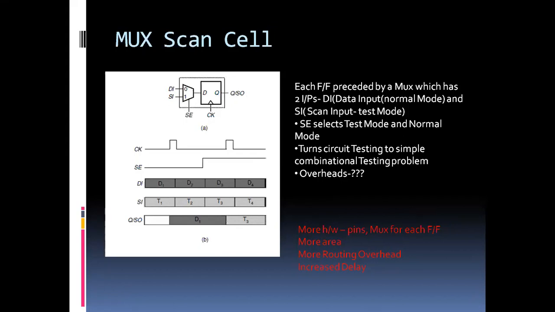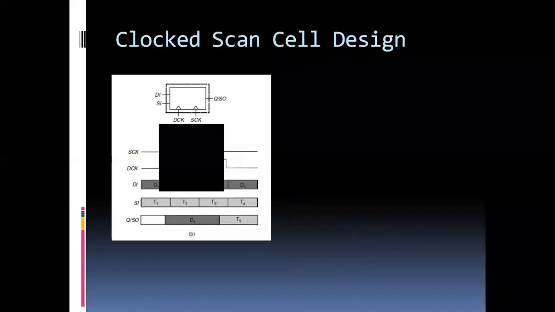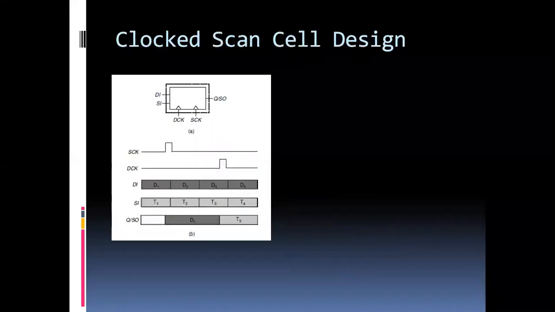If more hardware is there, more units are there, it means routing is required. So my routing overhead increases. And further, since my input is coming through the multiplexer, my delay has increased. So the overhead is quite high. I am already losing on hardware, I'm losing on area, I'm losing on my routing, I am losing on my delays. So though it is very simple, we have to pay a penalty for that. So this led to the improvisation, which was called a clocked scan cell design.